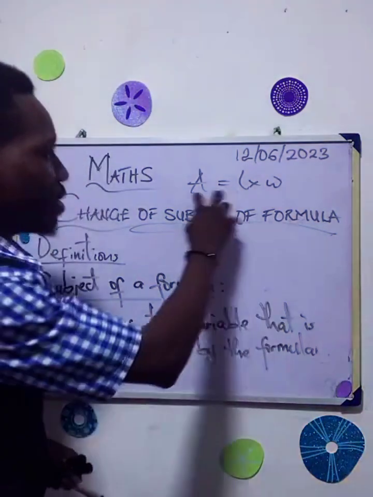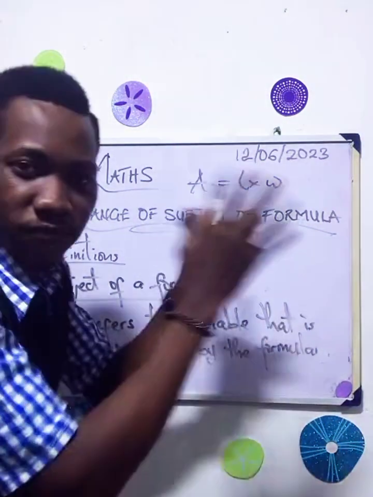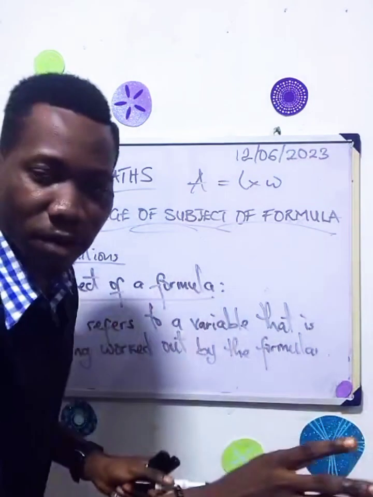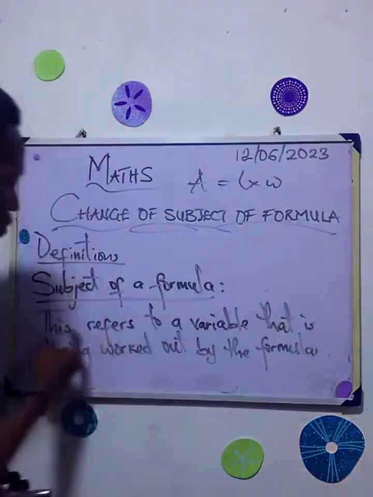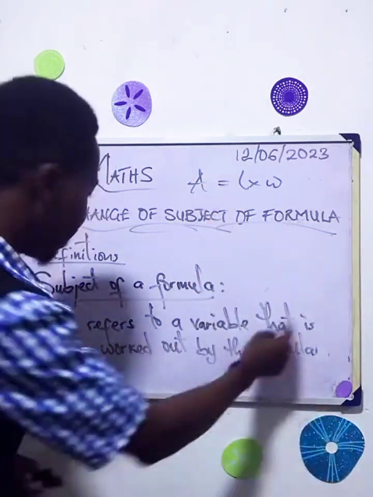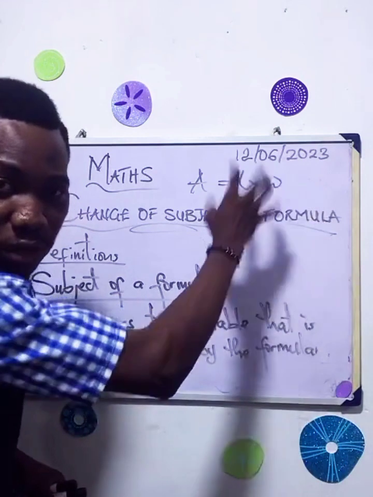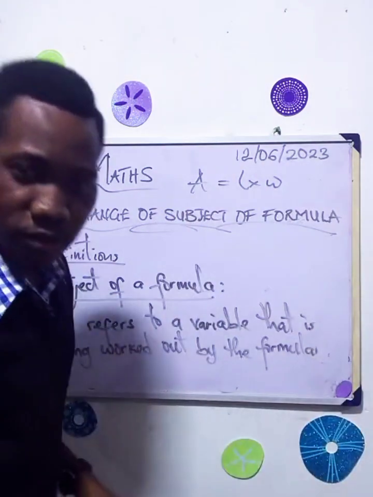So this A here is the subject of this formula. That is what the formula L times W is about. Subject of the formula refers to a variable, a letter, that is being worked out by the formula. What we are trying to work out with that formula, that is what we call the subject of the formula.